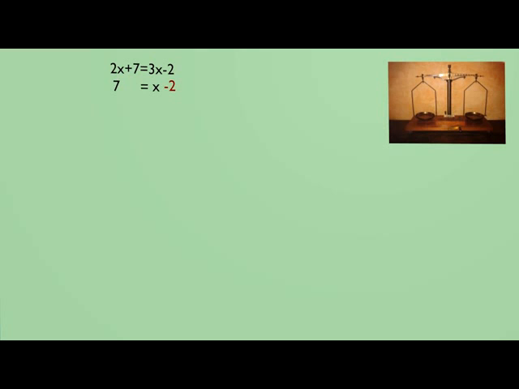Let's get back to our subject. 7 equals x minus 2. To get rid of the minus 2 on the right, I add 2. Voila! What I do on the right, I do also on the left, plus 2. What do I have left? 9 equals x. So x equals 9. Good.